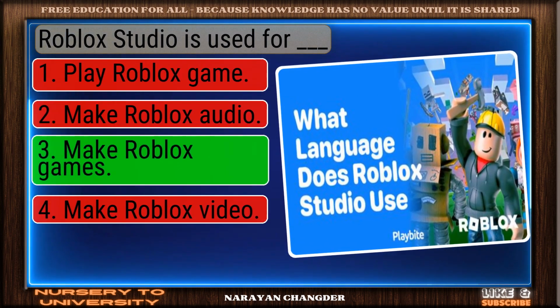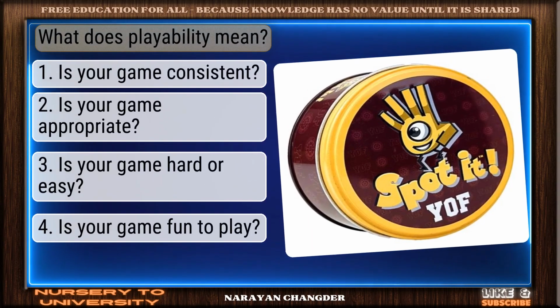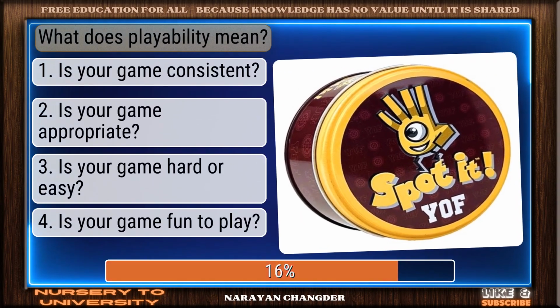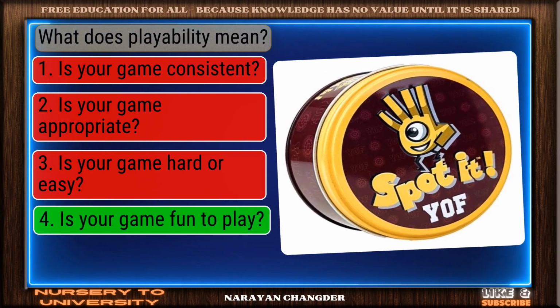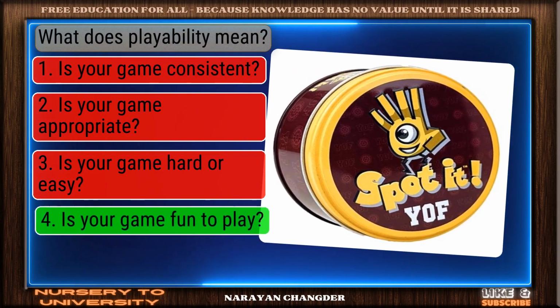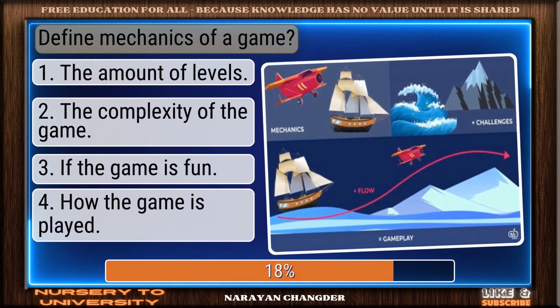You got it. Your choice, make Roblox games, is right. Question number 68. What does playability mean? You chose, is your game fun to play? And it is correct. Question number 69. Define mechanics of a game.